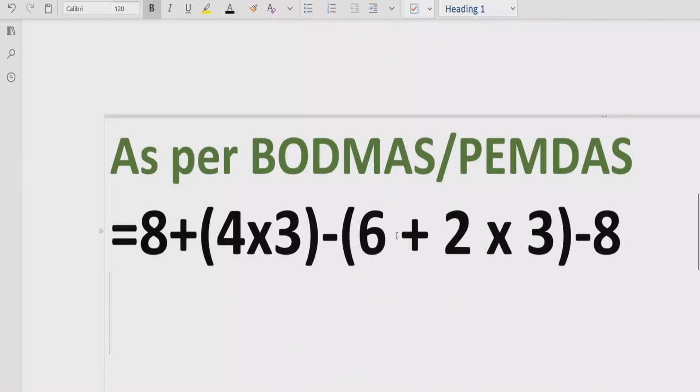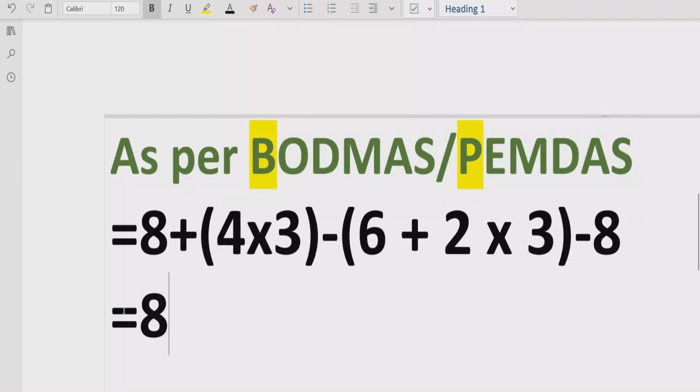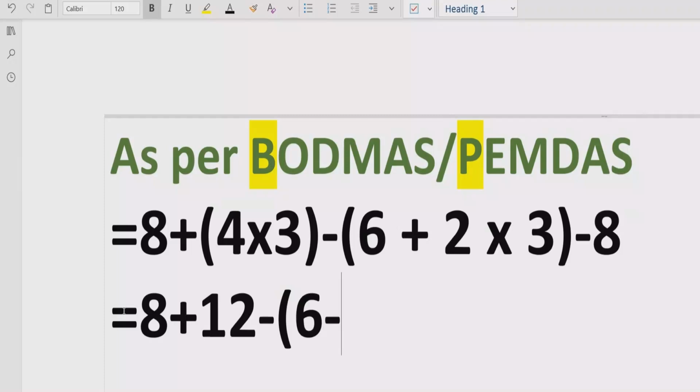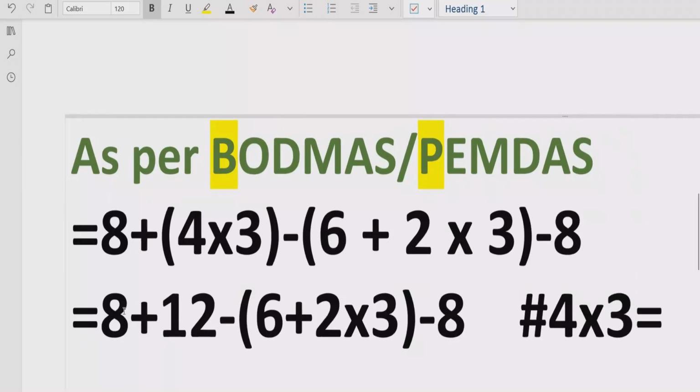According to the BODMAS and PEMDAS rule, first of all, we have to solve the bracket or parenthesis. So in our expression, we have to solve first the bracket, which is the first one, and another one, this one. First of all, we have to solve each bracket, which is 8 plus 4 multiplied by 3, which is equal to 12, minus, and we will write 6 plus 2 multiplied by 3 as it is, and minus 8, again as it is. And here we give the reference: 4 multiplied by 3 equals 12.